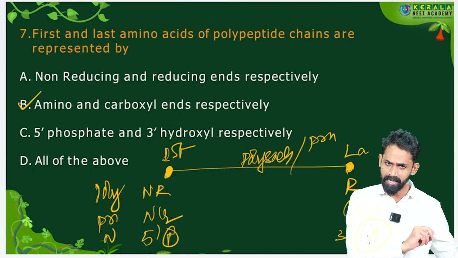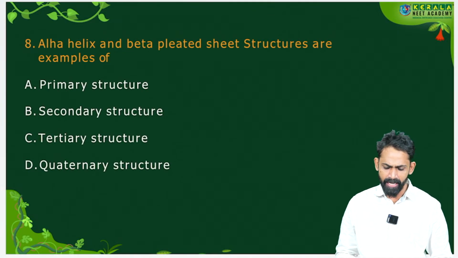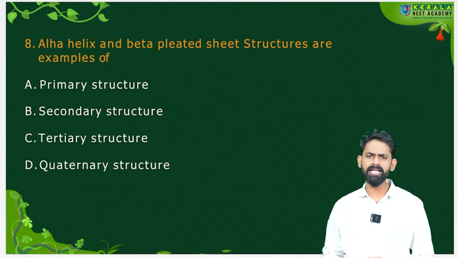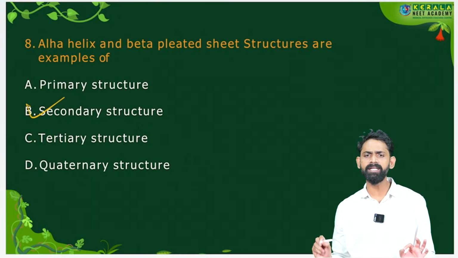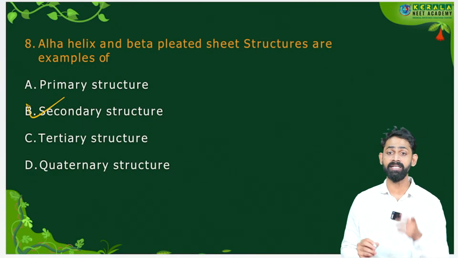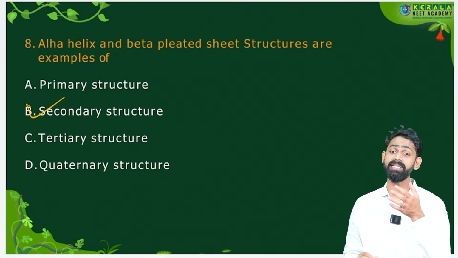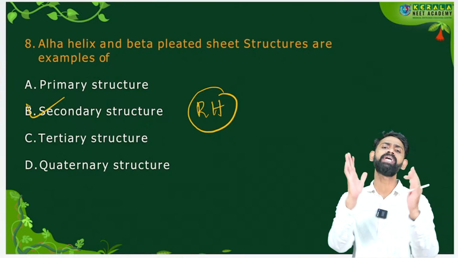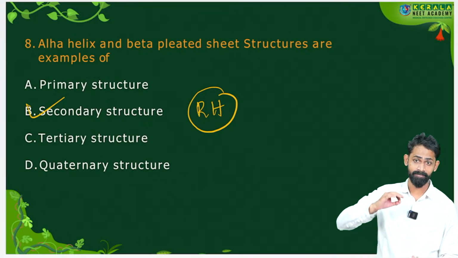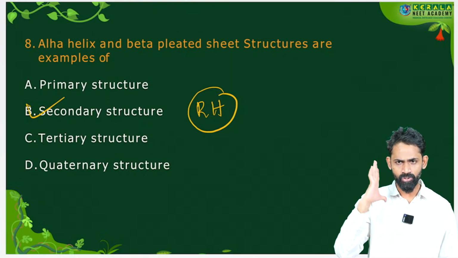Okay, the amino group is at the left, the carboxyl group is at the right. The next one is related to the well known: alpha helix and beta sheets are examples of primary structure or secondary? I am going for secondary structure. Alpha helix and beta sheet are examples of the secondary structure. There is one important point: helix has two types, right-handed and left-handed. But in the cell, only right-handed helices are present.